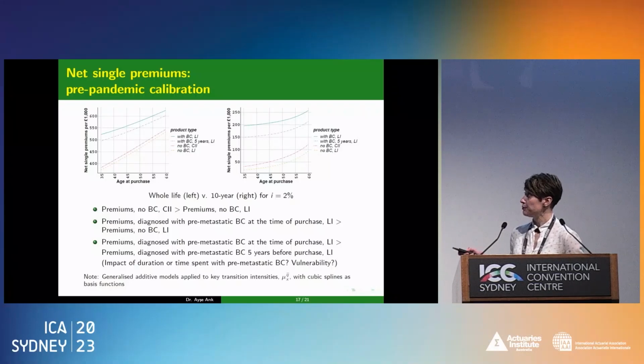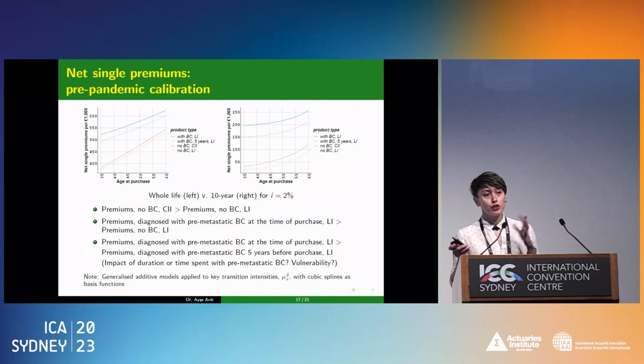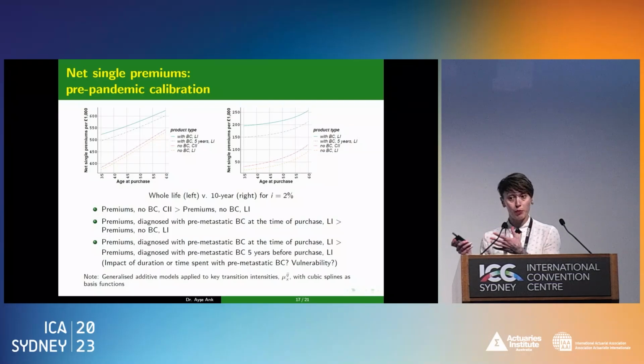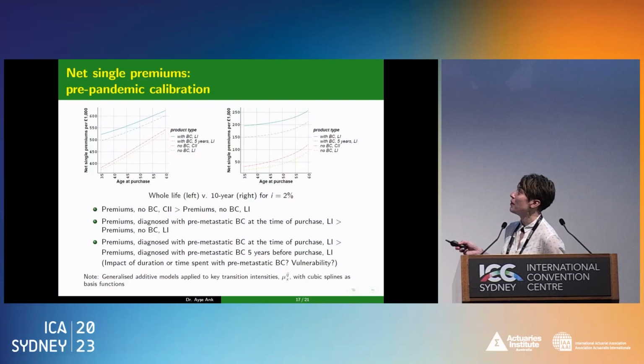So the main takeaway is the net single premiums of a critical illness insurance contract for a woman with no breast cancer is always higher than the net premiums of a life insurance contract for a woman, again, with no breast cancer. If you compare the life insurance premiums for two women, one having a pre-metastatic breast cancer diagnosed at the time of purchase, and a woman with no breast cancer, then the results look significantly different from each other. So the premiums for the woman with pre-metastatic diagnosis at the time of purchase is now red, no, apologies, it is the green solid line. And the other one is, I'm trying to see actually, so it is the orange one at the bottom. So there is a big difference.